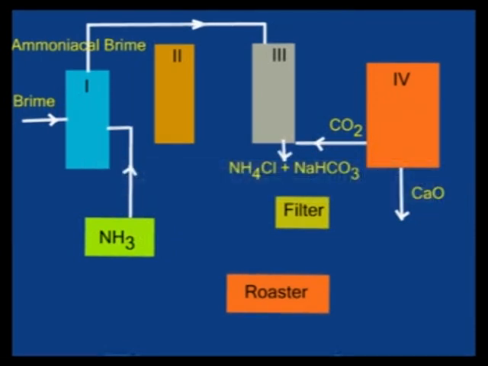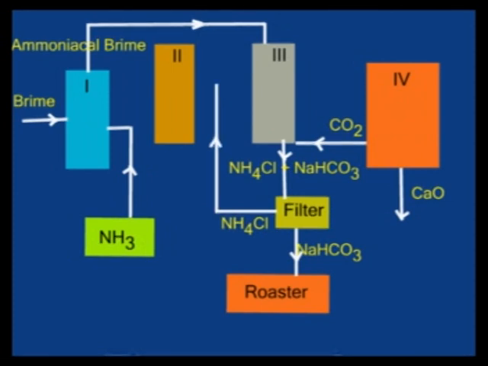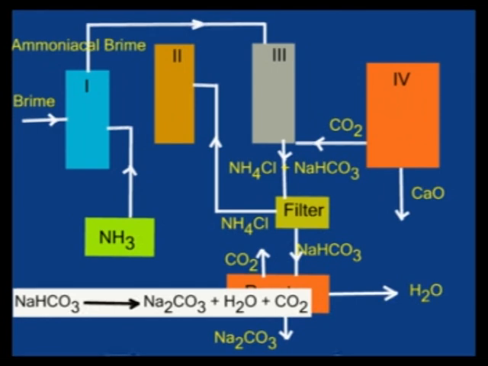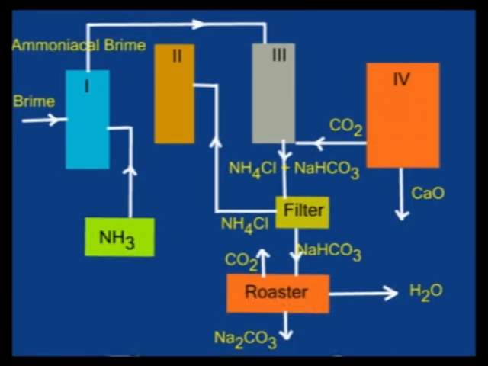The sodium hydrogen carbonate and ammonium chloride are separated by filtration. Ammonium chloride is taken back into chamber 2. Sodium hydrogen carbonate is heated to dry and also decompose at 300 degrees Celsius to sodium carbonate. The carbon 4 oxide and water are then recycled in the process. Sodium carbonate is now ready for packaging.